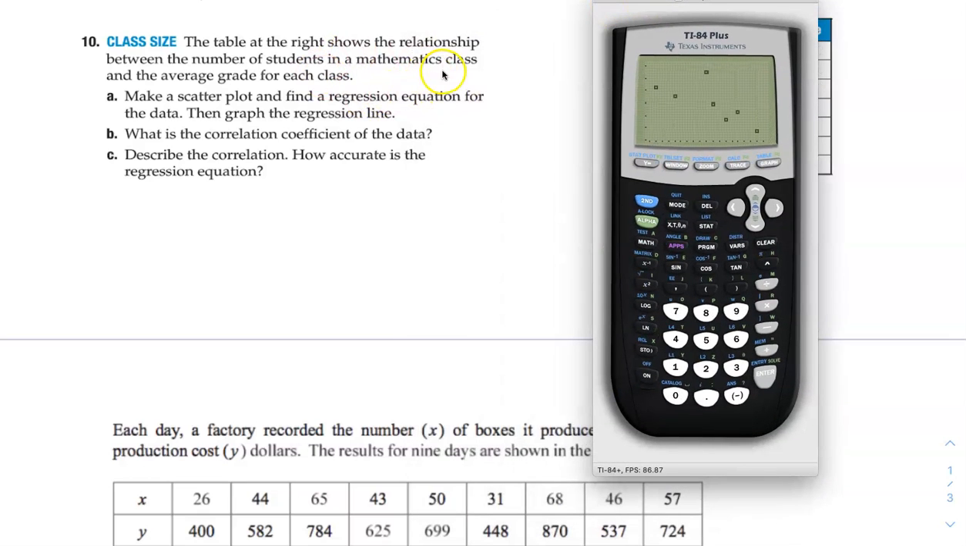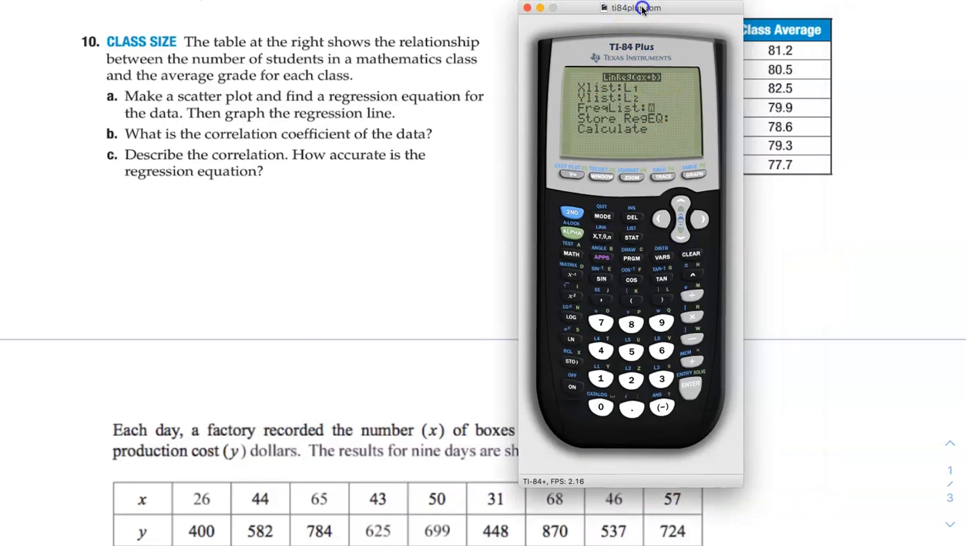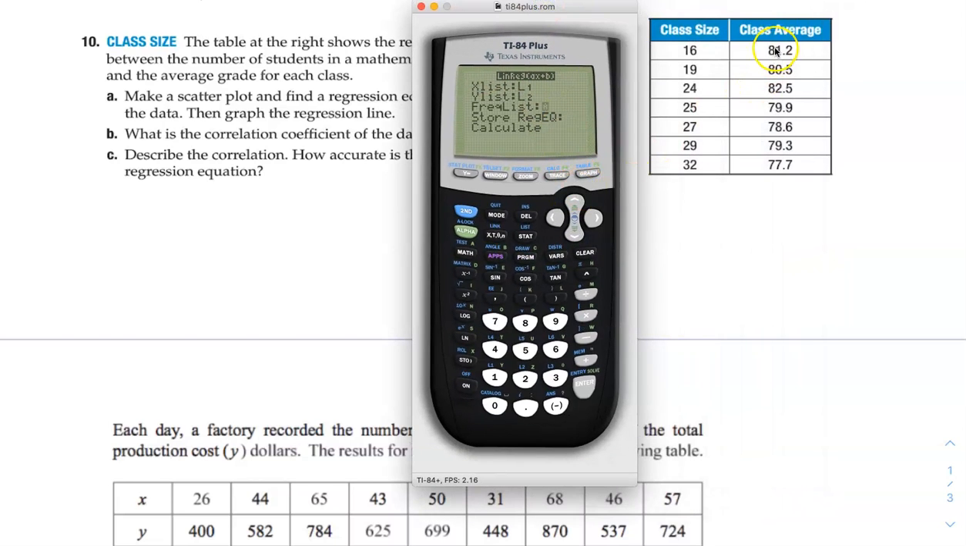Find a regression equation for the data. We'll do that after quitting. Let's go to stat, calculate, linear regression number 4, L1, L2, frequency list. We don't have a frequency list in this case, so we're going to leave that blank. It's just the class average. Store regression equation, that's if you want to save it.